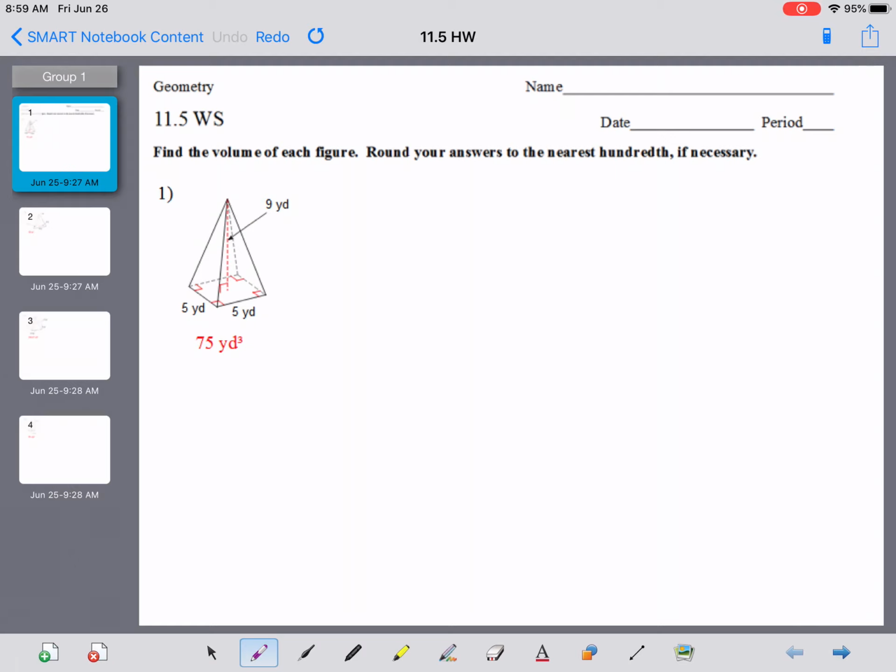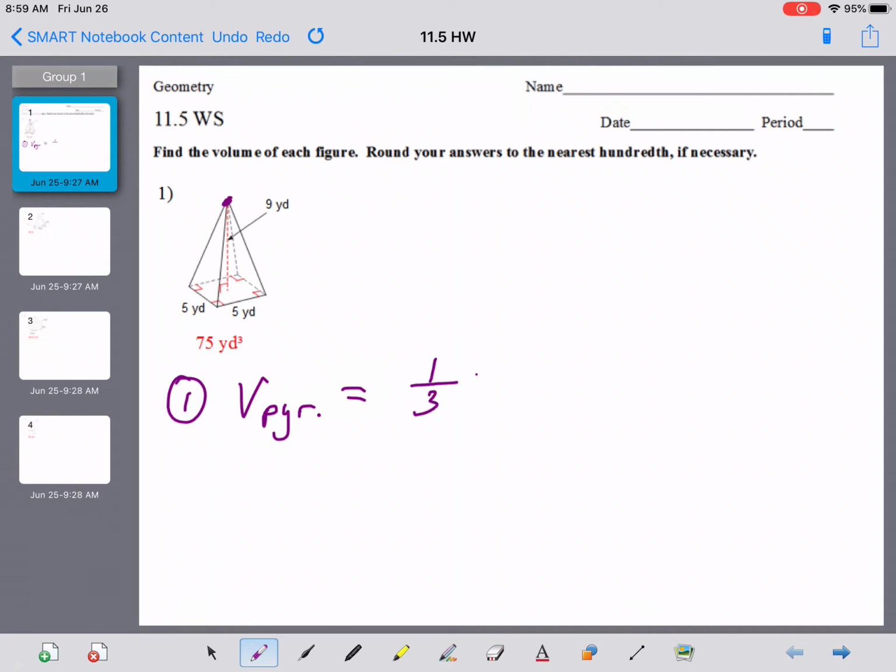So in 11.5, we're talking here about the volume of pyramids and cones. Let's start working on this first problem right here. Most people are able to recognize this figure pretty quickly as a pyramid. Kind of the telltale sign is that purple dot at the top, that everything here comes to one particular point up above. So if we recognize that as a pyramid, let's get working on this.